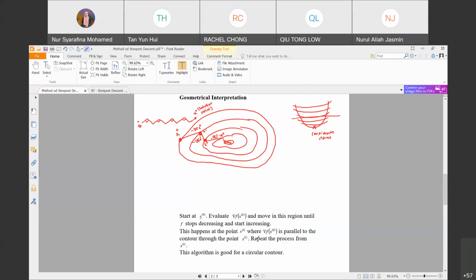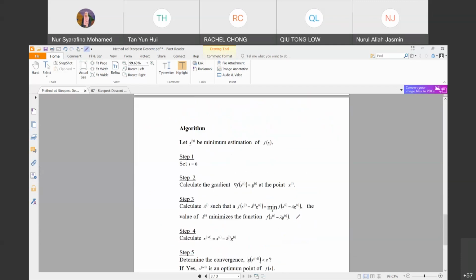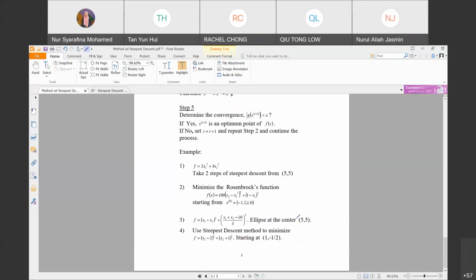So what are the steps? Let's take a look at the steps together with an example. Let's choose the example here. Okay, the third one.